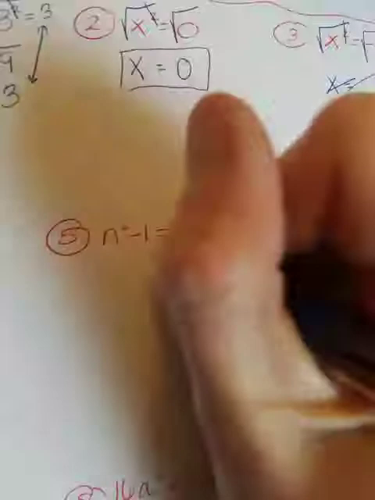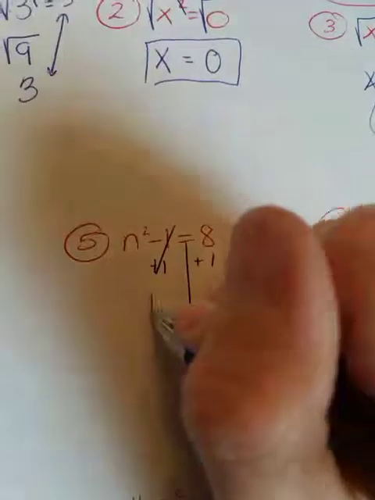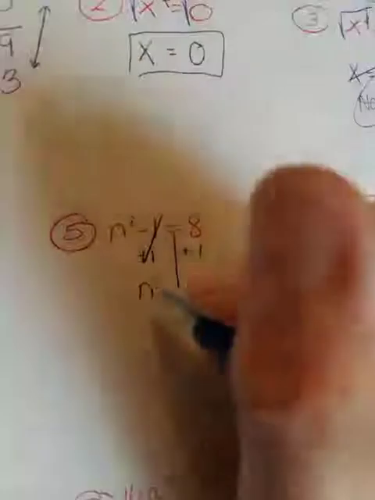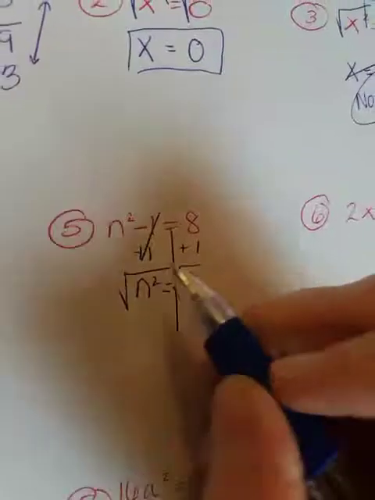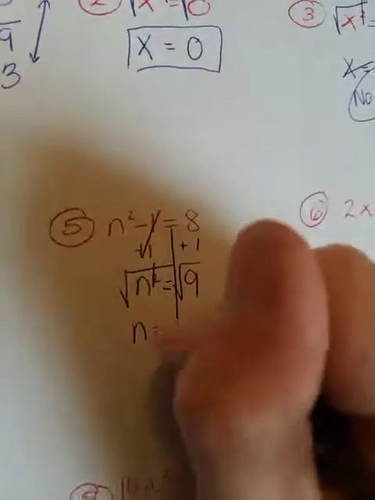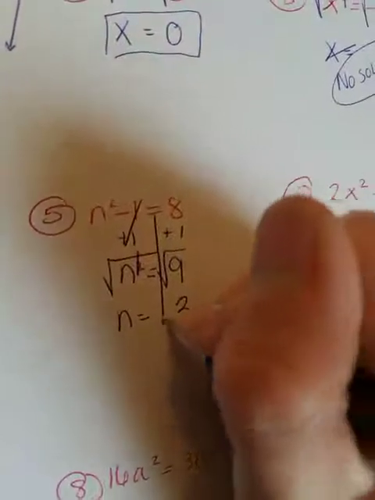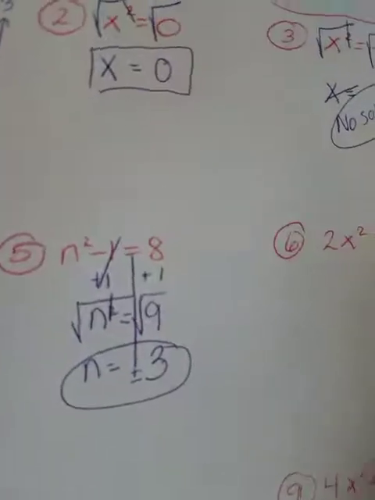Number 5. Again, we have to isolate the variable, so I add 1. I get n squared equals 8 plus 1 is 9. Variable is isolated, so I take the square root of both sides. The square and square root cancel out. Once again, square root of 9 is 3, and it's plus or minus because 3 times 3 is 9, and negative 3 times negative 3 is 9.